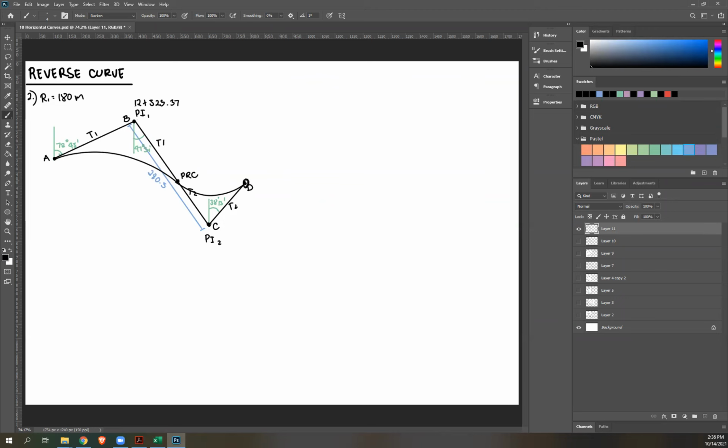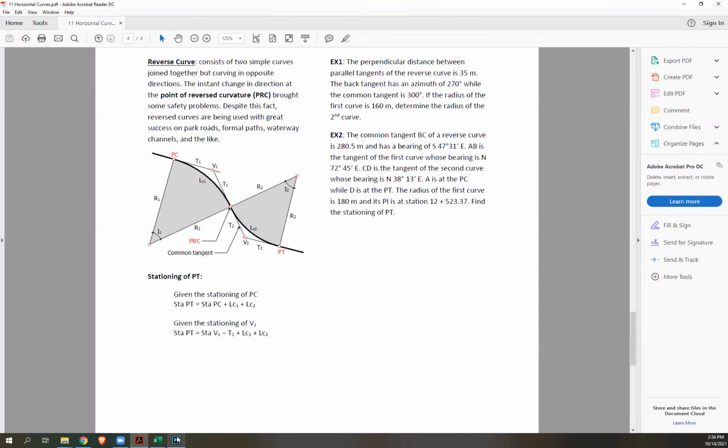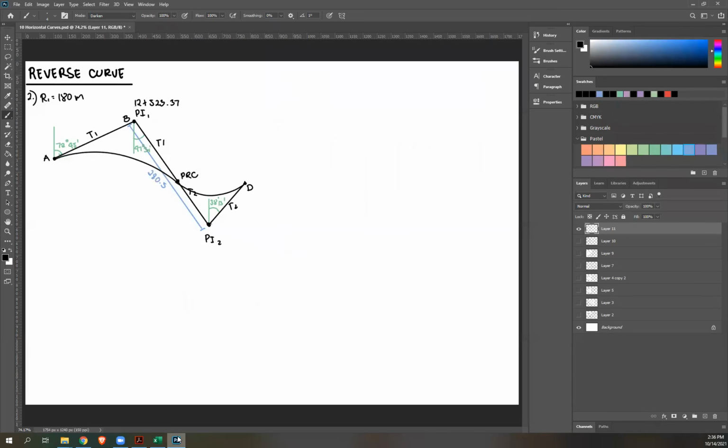Again, the goal is to get this PT. Now we're given essentially a vertex. This is also a vertex. Point of intersection and vertex mean the same thing; they're just labeled differently to make distinctions. So it's the same as V1. To get to PT, we're going to use this equation given the stationing at V1: this station minus T1 plus LC1 plus LC2. So the goal is to get T1, LC1, LC2. Let's begin.